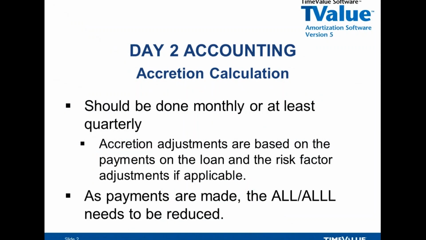The Day 2 accounting is also called the accretion calculation, and it should be done on a monthly basis or at least on a quarterly basis to tie back to your call reports. The accretion adjustment is based upon the payments being made, or it could be based on the changing of the risk factor. If you change the risk factor, it's obviously going to change the cash flows. And as payments are being made, the ALLL will be reduced.